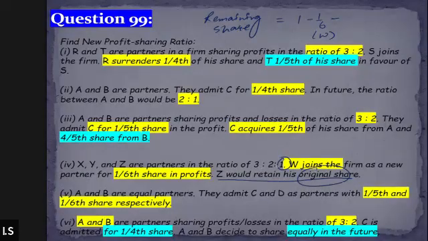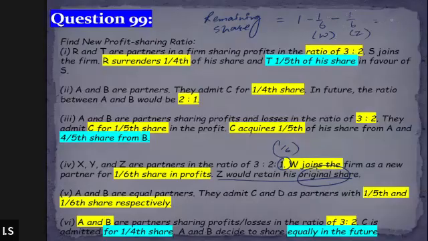Is that right? 3:2:1. Z's original share was 1/6. Is that correct? Yes, sir. That means we need to subtract 1/6 as well, because it is already given that Z will be maintaining the same proportion of share. W is coming for 1/6 share. So whatever the remaining share is left, that will be shared between X and Y.